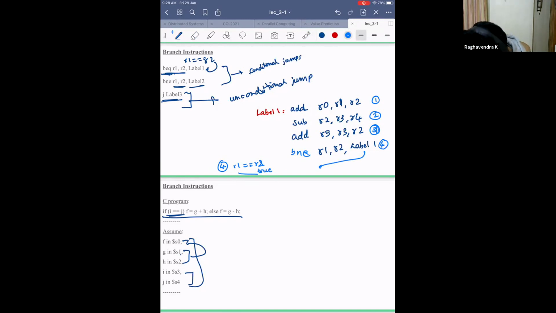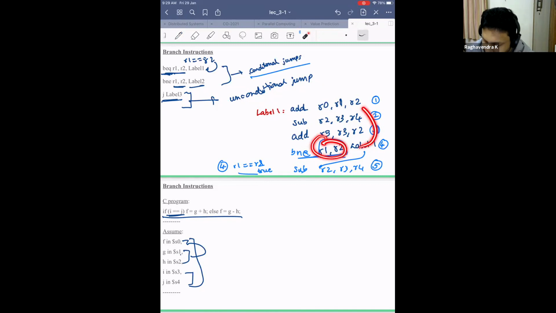This will be, let's say, some R2, R3, R4. Then this is the next instruction that will be getting executed. The reason is because this branch condition failed. That's why we call them conditional jumps. It is based on some condition. I either jump or don't jump. If this condition is true, then I jump. If the condition is false, then I go to the next instruction. That's all these branch statements do.